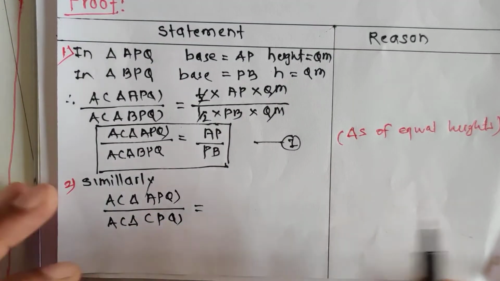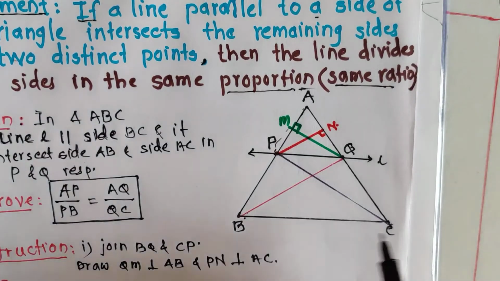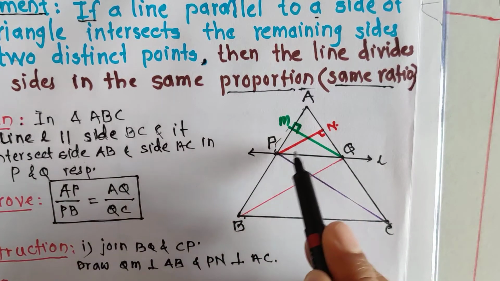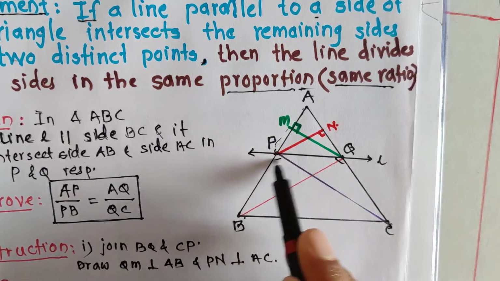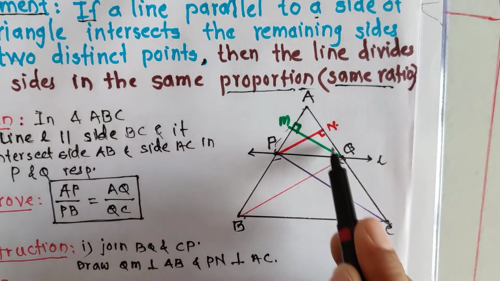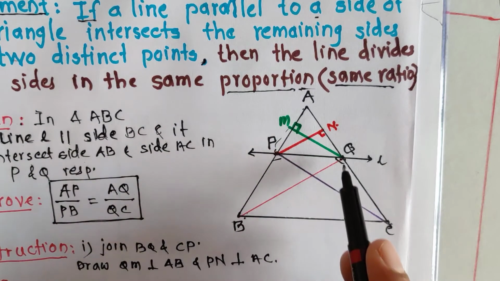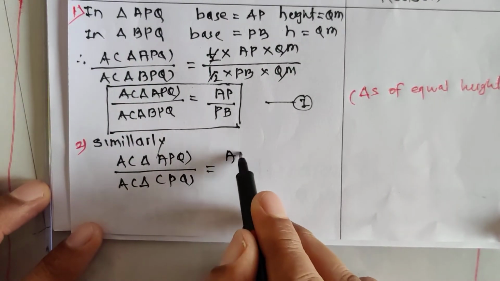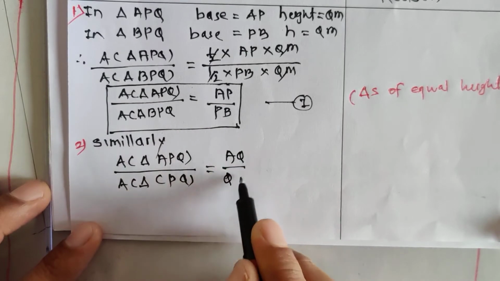Triangles APQ and CPQ are triangles of equal height. This is the common height for both; this is an obtuse angle, this is an obtuse angle. Therefore the ratio of their areas is equal to the ratio of their corresponding bases, that is AQ upon QC. So here we get AQ upon QC.